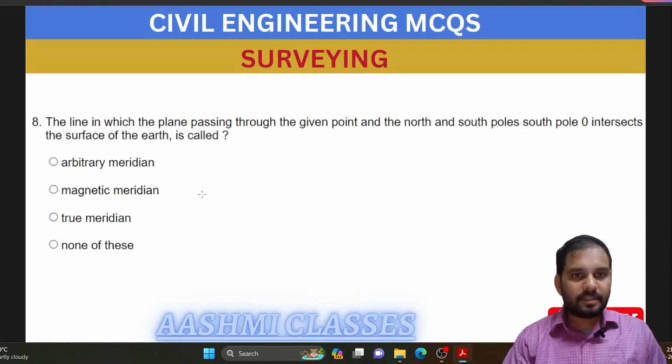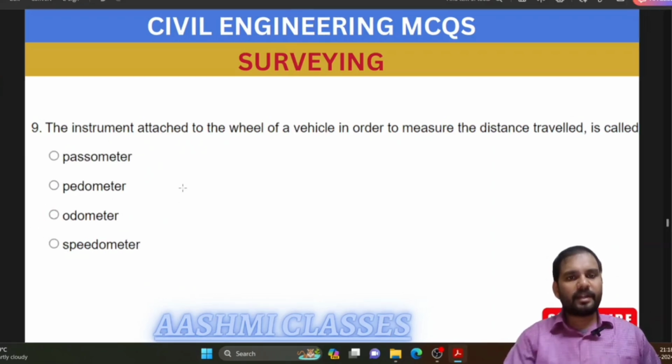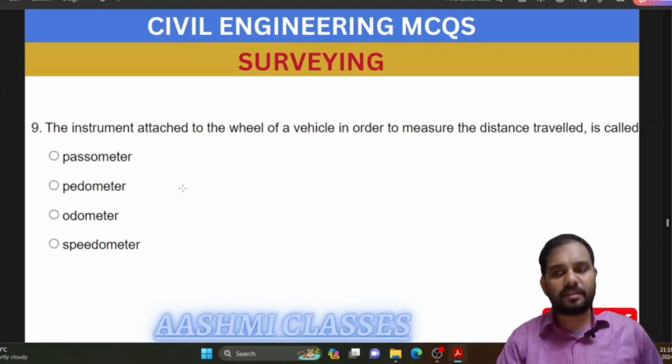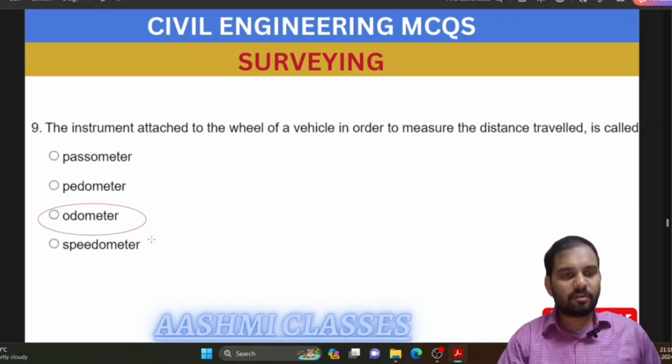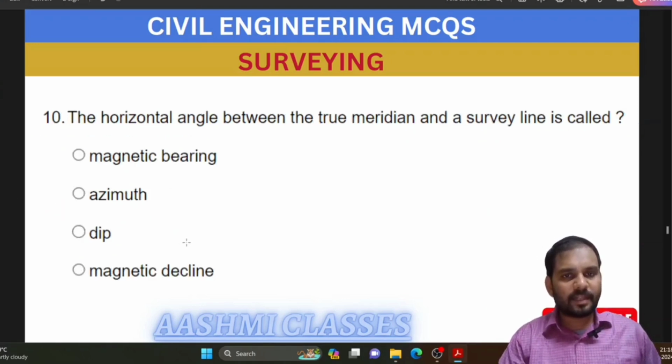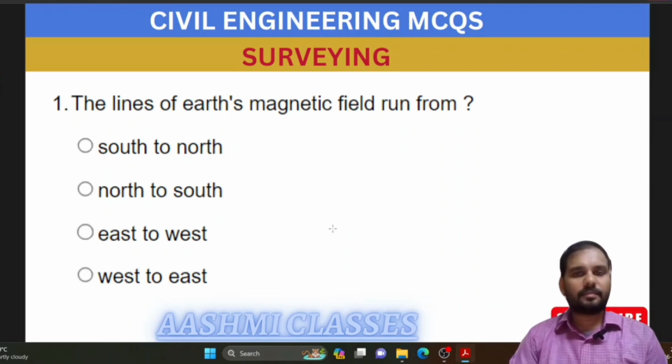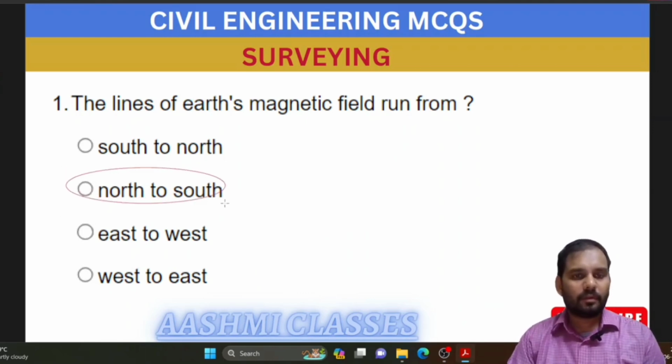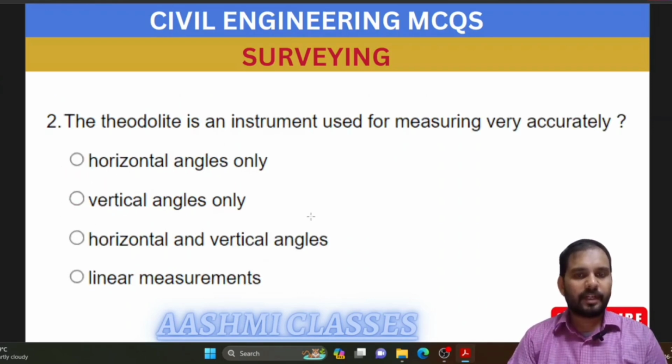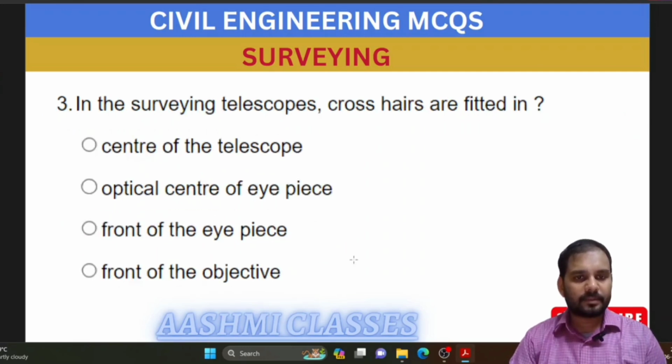The line in which the plane passing through the given point and the north and south pole intersect the surface of earth is called true meridian. The instrument attached to the wheel of a vehicle in order to measure the distance travelled is called odometer. The horizontal angle between the true meridian and a survey line is called azimuth. The lines of Earth's magnetic field run from north to south. The theodolite is an instrument used for measuring very accurately horizontal and vertical angles.